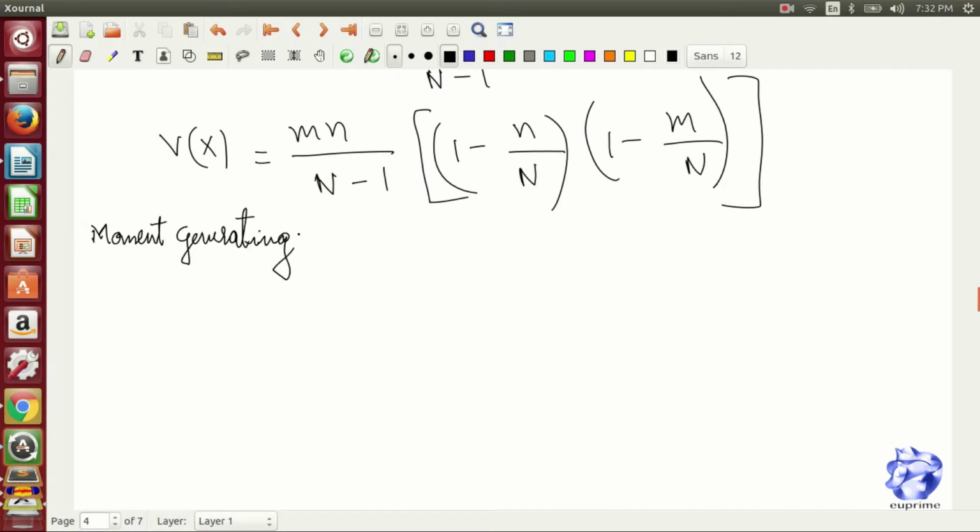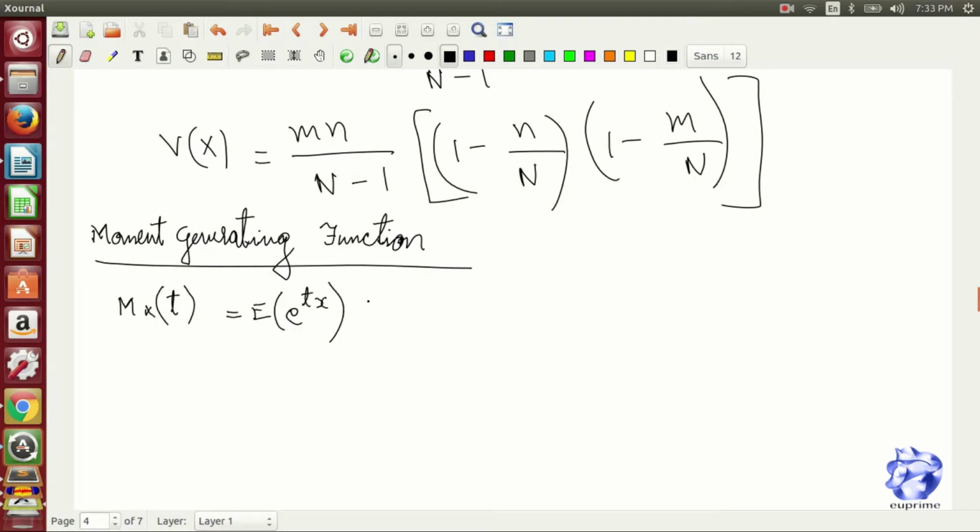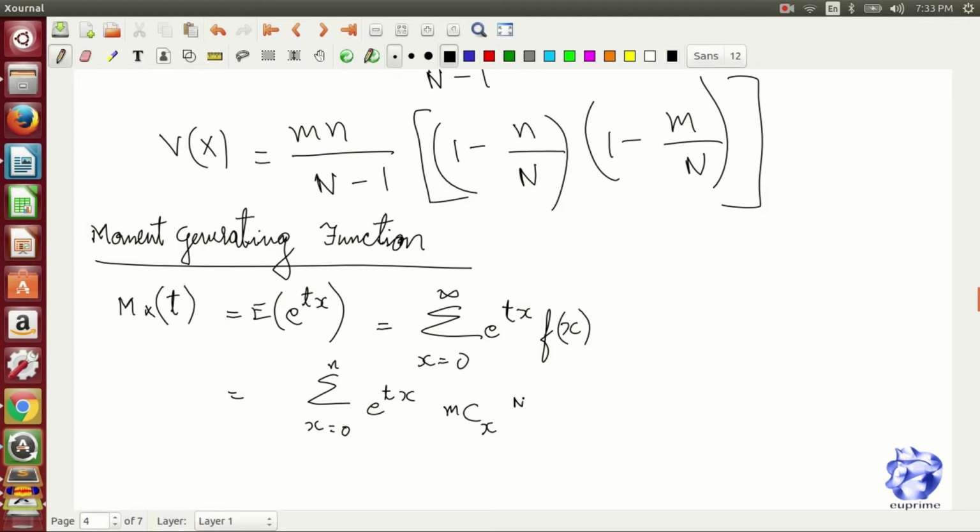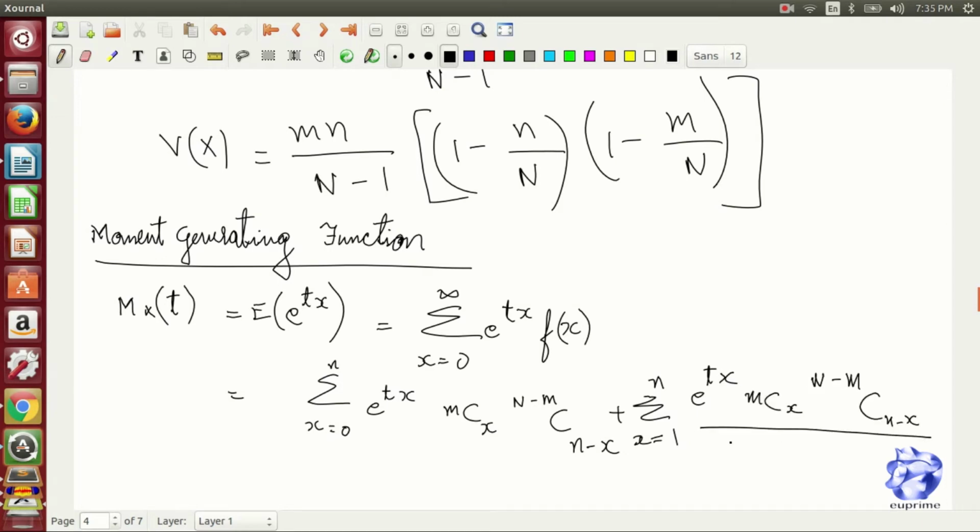Now let's move on to the moment generating function, which is defined as summation over x equals 0 to n of e power tx multiplied by the probability mass function, which over here is mCx into (N minus m)C(n minus x) divided by NCn.